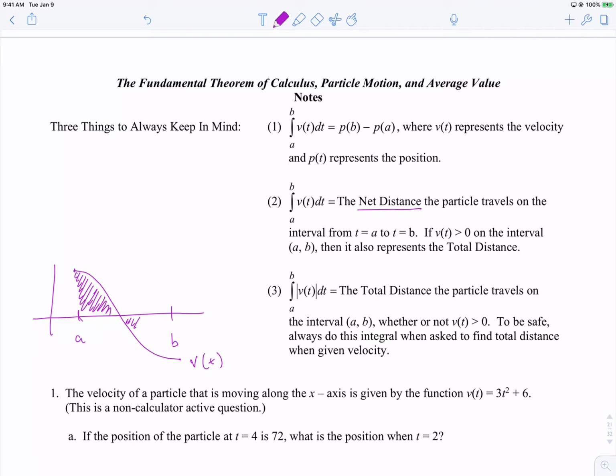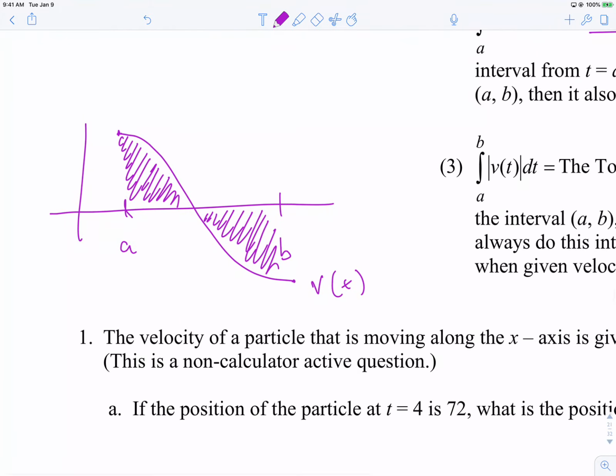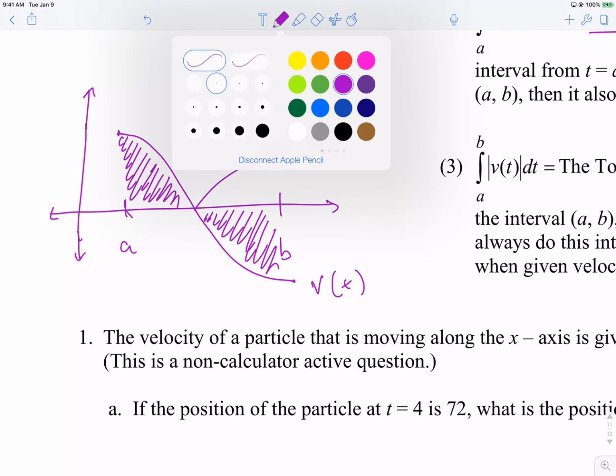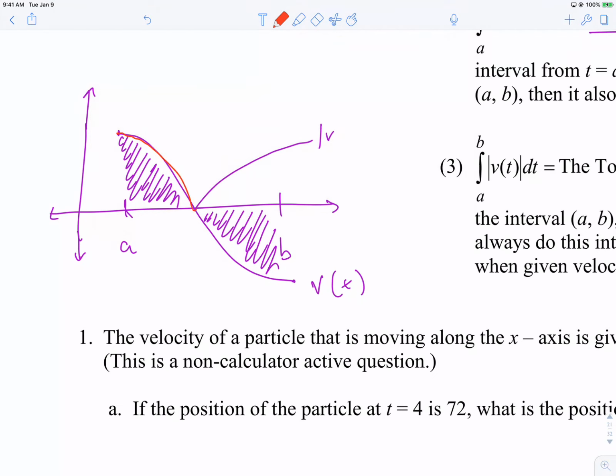When we want to do total distance, our net distance here looks like it might just about be zero, maybe a little bit negative. Sorry, let's just talk about total distance. I don't want to confuse these two things. So for our total distance, if we do the absolute value, it takes this part that's below and flips it. In red, this function is the absolute value of the velocity, and that'll take any negative parts and make them positive.